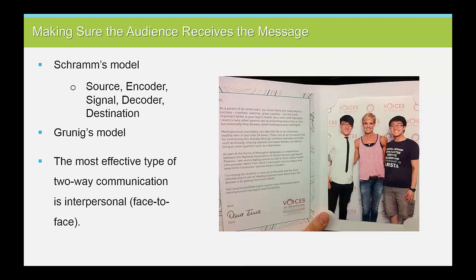We are going to review 2 models that explain how a message moves from the producer of the message to its receiver. The first model, Schramm's model, follows a linear fashion when looking at the relationship between source, encoder, signal, decoder, and destination. We will review this model in greater detail on the next slide. Grunig's 2-way symmetrical communication model suggests that the ideal public relations practice allows the public to be equal to the organization in terms of communication.